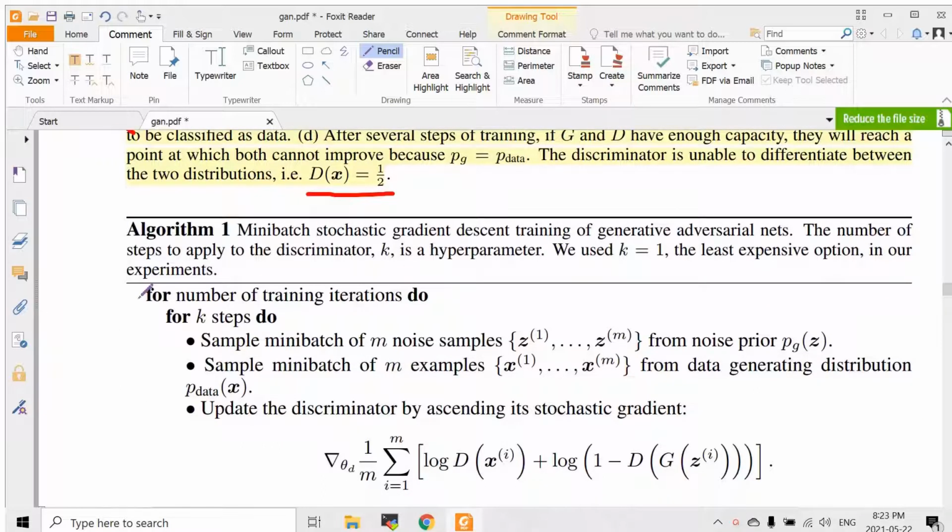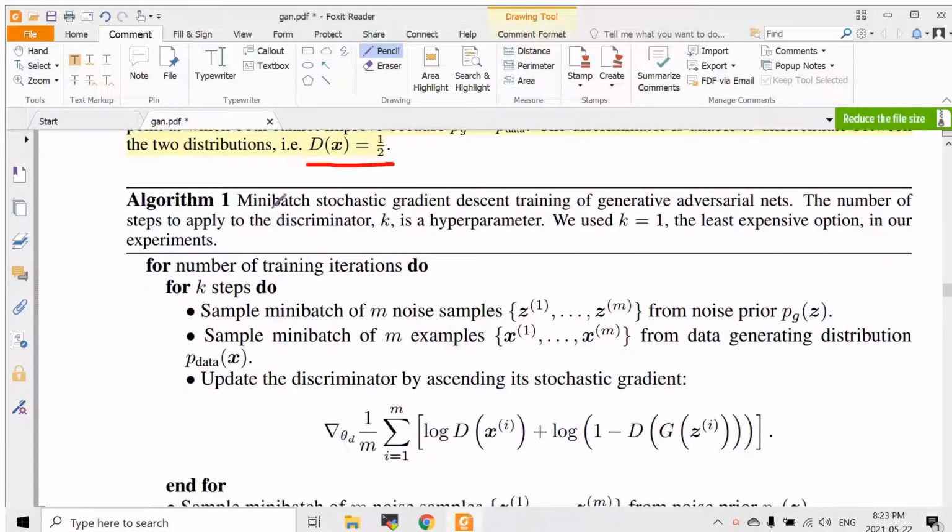So this is the algorithm: minibatch stochastic gradient descent training of generative adversarial nets. The number of steps to apply to the discriminator, K, is a hyperparameter. We use K equal to 1, the least expensive option, in our experiments.